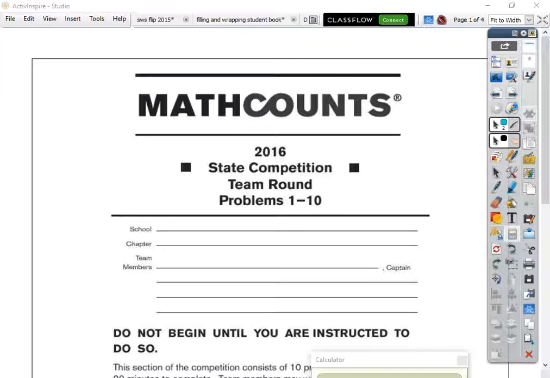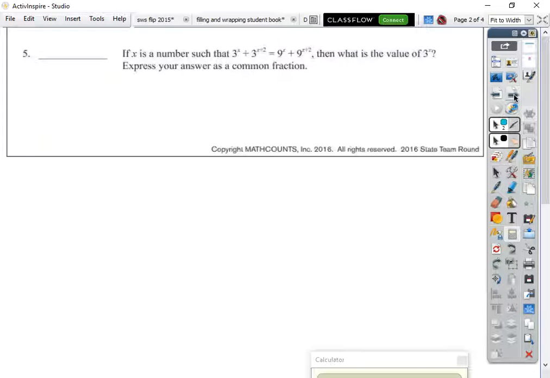Alright, so we're going to take a look at MathCounts Team Round from 2016, and we are on problems 5 and 6. If x is a number such that 3 to the x plus 3 to the x plus 2 is equal to 9 to the x plus 9 to the x plus 2, what is the value of 3 to the x power?